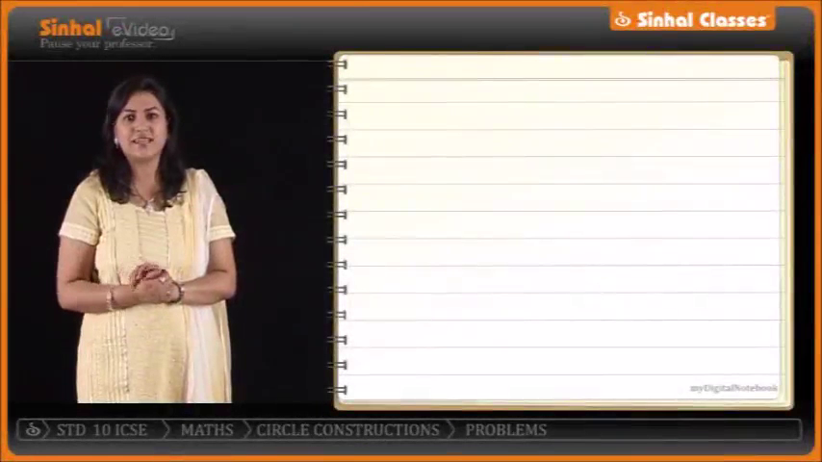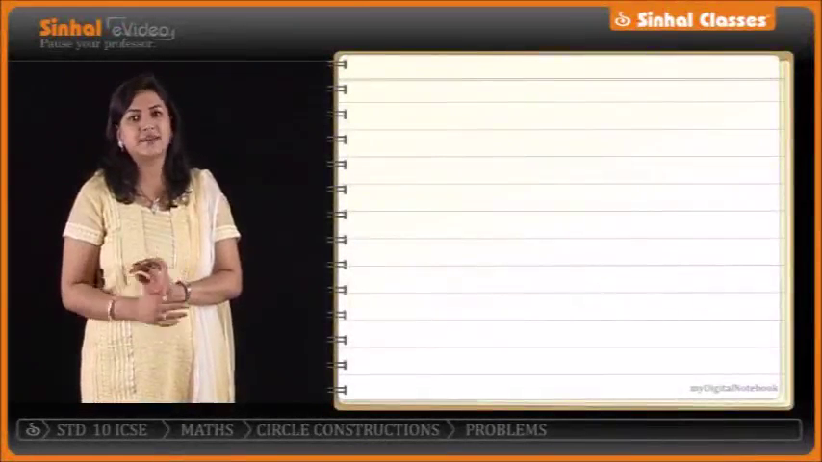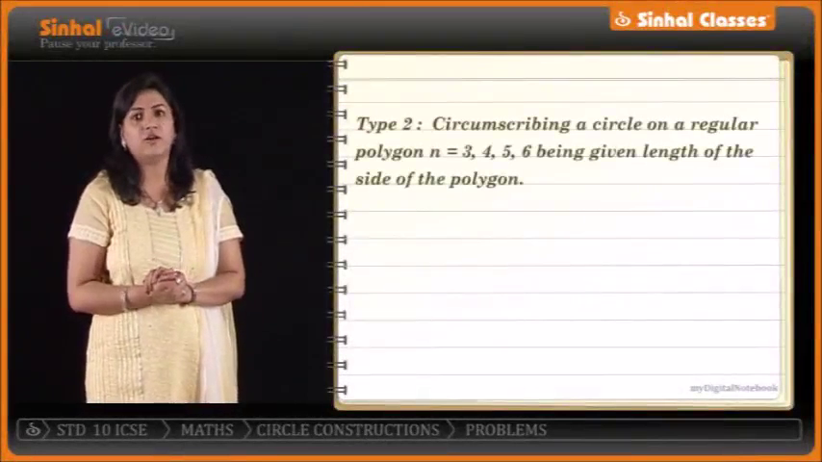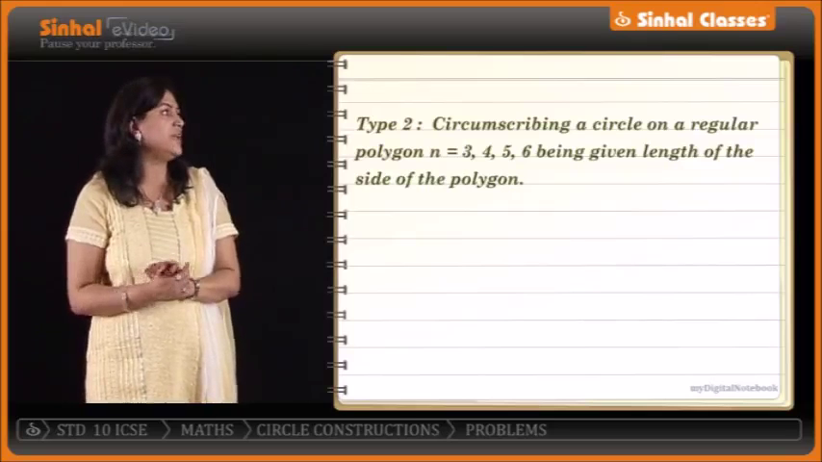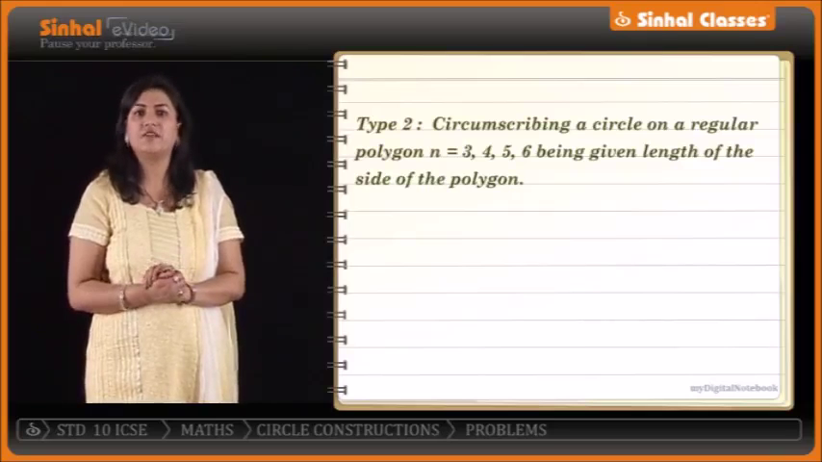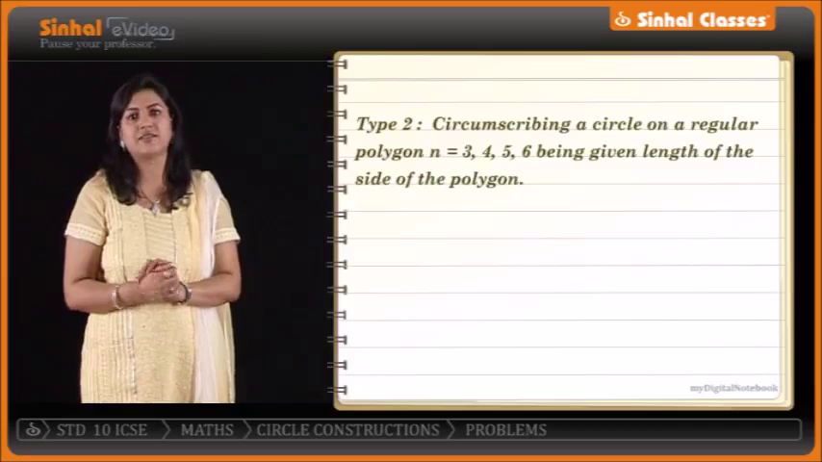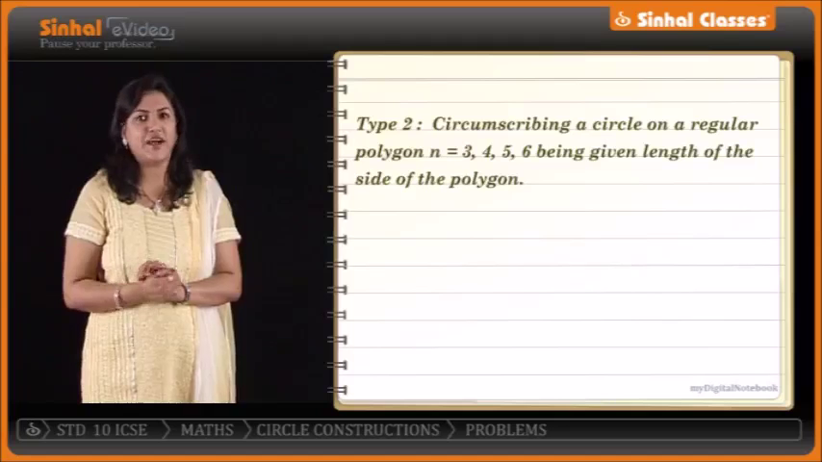Now let's go to the second type, that is circumscribing a circle on a regular polygon where n is 3, 4, 5 or 6, being given the length of the side of the polygon. Now we are just going to deal with regular polygons. When n is 3, a regular polygon means an equilateral triangle. N is 4, it means a square. N is 5, we have a regular pentagon, and n is 6, a regular hexagon.